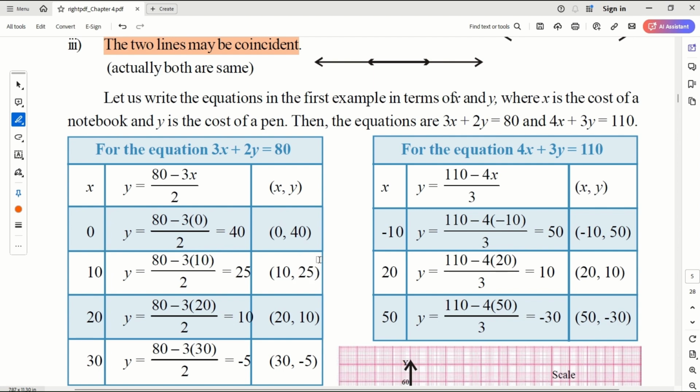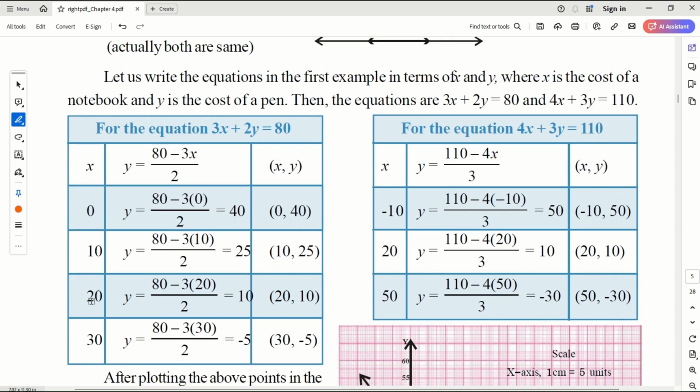These 2 points are enough to draw the line, but just for understanding, he gave two more points because you can see the answer directly. For x equal to 20, the point is 20 comma 10. X equal to 30, the point is 30 comma 5. Similarly, for line 2, for x equal to minus 10, the point is minus 10 comma 50. For x equal to 20, the point is 20 comma 10. For 50, it is 50 comma 30.